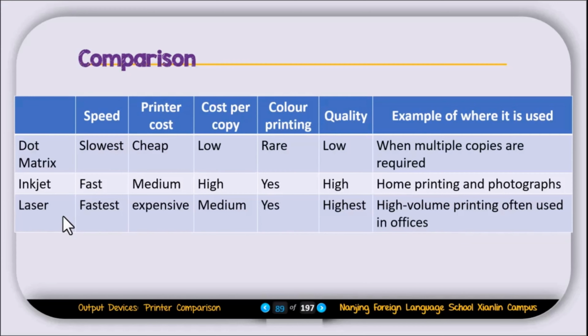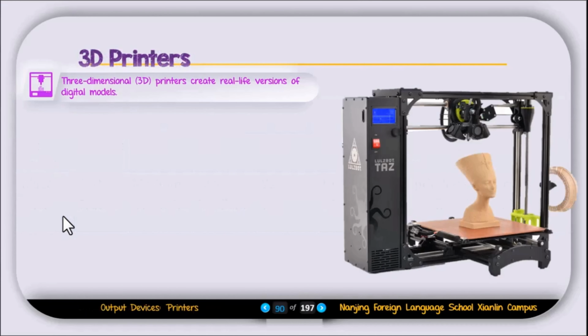The next type of printer is called a 3D printer. 3D printer, this is a new type of printer. A 3D or three-dimension printer create a real-life version of digital model. You can create the real-life object using the 3D printers.